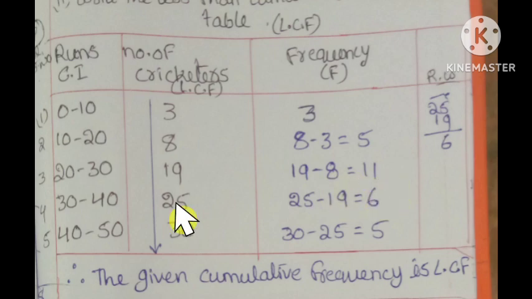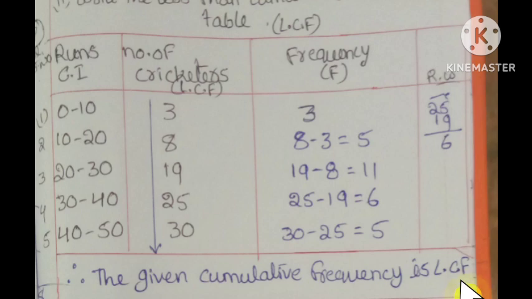Next, the fourth: 25 minus 19 equals 6. Next, the fifth: 30 minus 25 equals 5. Downwards, this is the frequency. Therefore, the given cumulative frequency is less than cumulative frequency. This is the seventh problem solution. It's over. Are you understood?